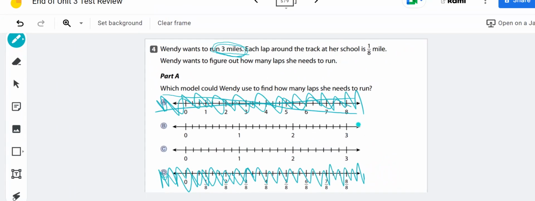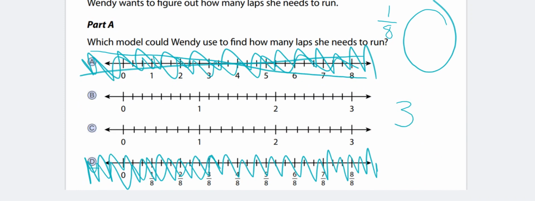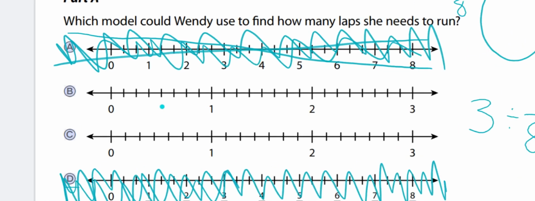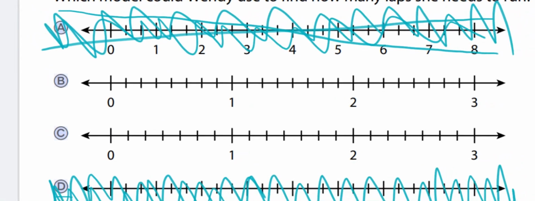So I've already eliminated half of my choices because this one ends in 3 and this one ends in 3. So when I was just doing my example, when I drew a lap, this would be 1/8. I already know 1/8, 2/8, 3/8, 4/8. I would need to do 8 laps in order to just get 1 mile. So again, I'm looking for the model that shows me 3 wholes, but then is being divided into 1/8 size pieces. So I need to determine which of these is divided into 8 equal parts.